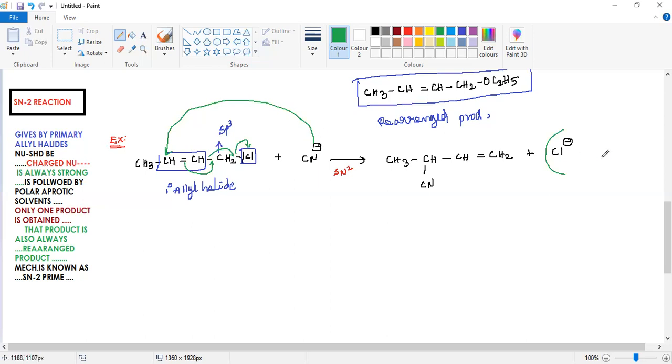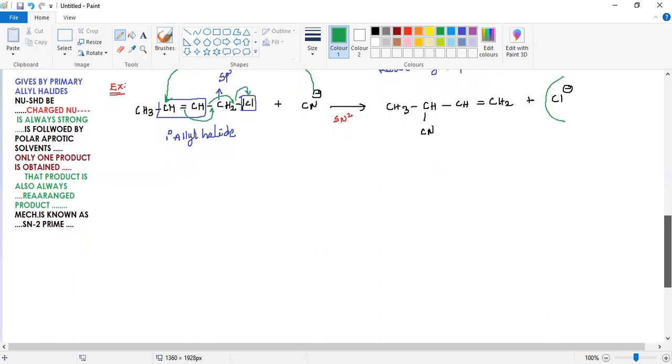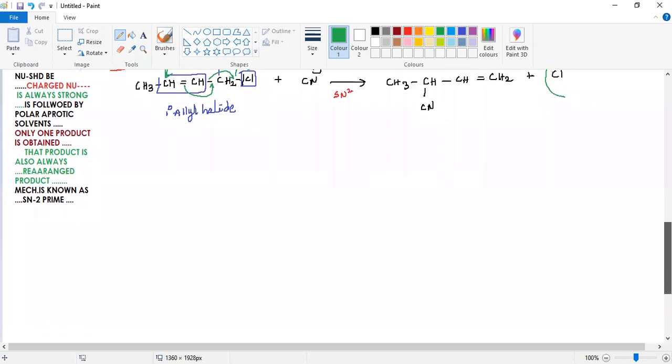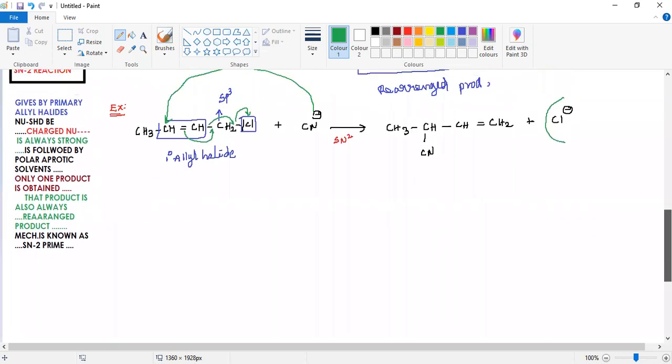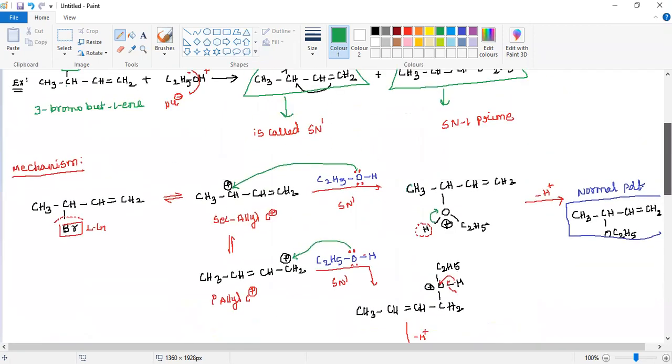So the second part is also completed. Now go to the third one: nucleophilic substitution at benzylic carbon. Okay, but before going to that I need to clear this one.